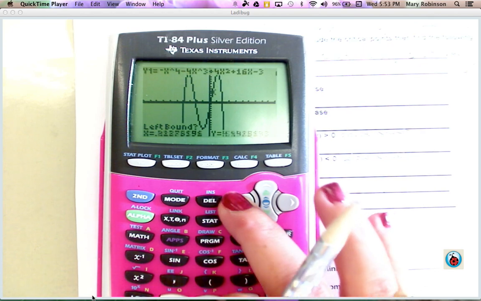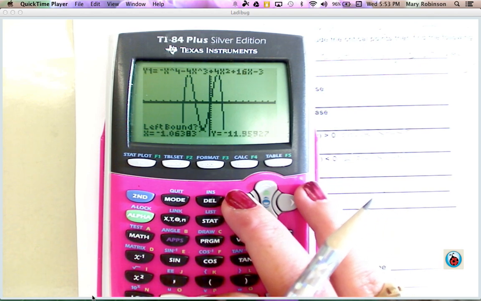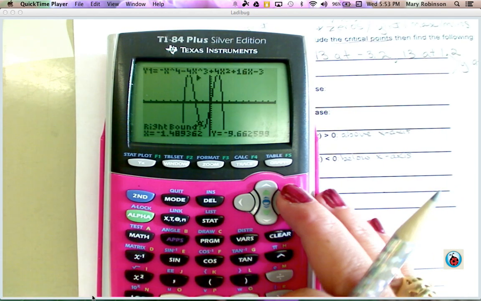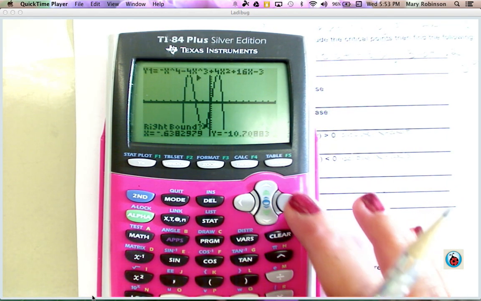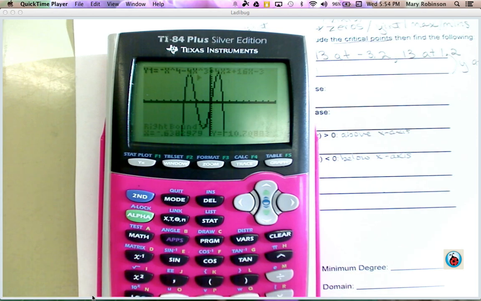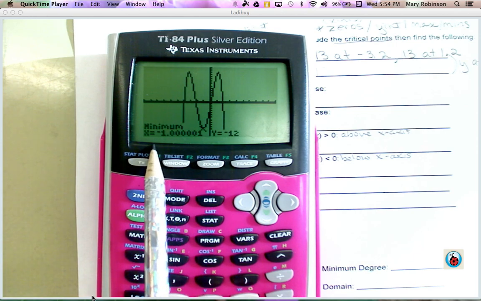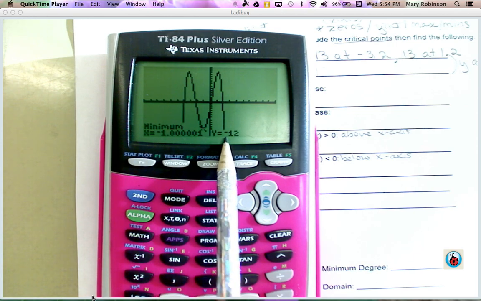And I need to move my cursor down here. Well, that's right about where my min is, but I need to go to the left of it, mark it by hitting enter. Go to the right of it to set the right bound, mark it by hitting enter. Yes, we want it to guess, so hit enter again, and it should say minimum. And we see it is at -1, -12.